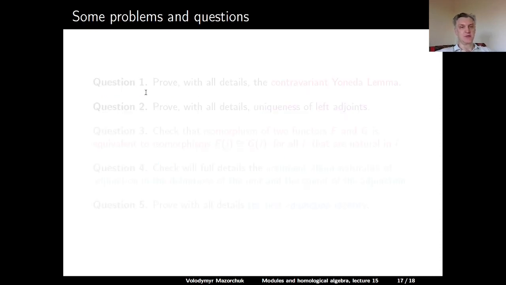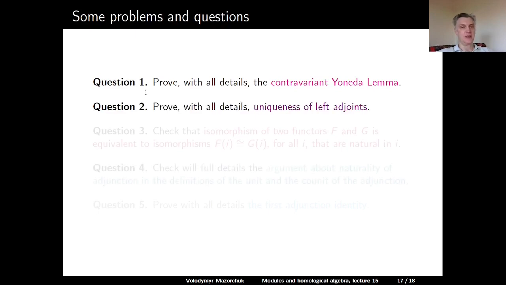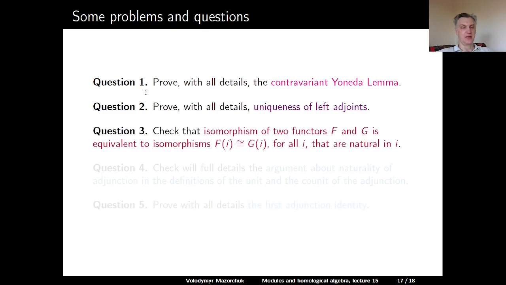Here are some problems and questions at the end. Question 1. Prove with all details the contravariant Yoneda lemma. Question 2. Prove with all details uniqueness of left adjoints. Question 3. Check that isomorphism of two functors F and G is equivalent to the collection of isomorphisms F of I is isomorphic to G of I for all I that are natural in I.